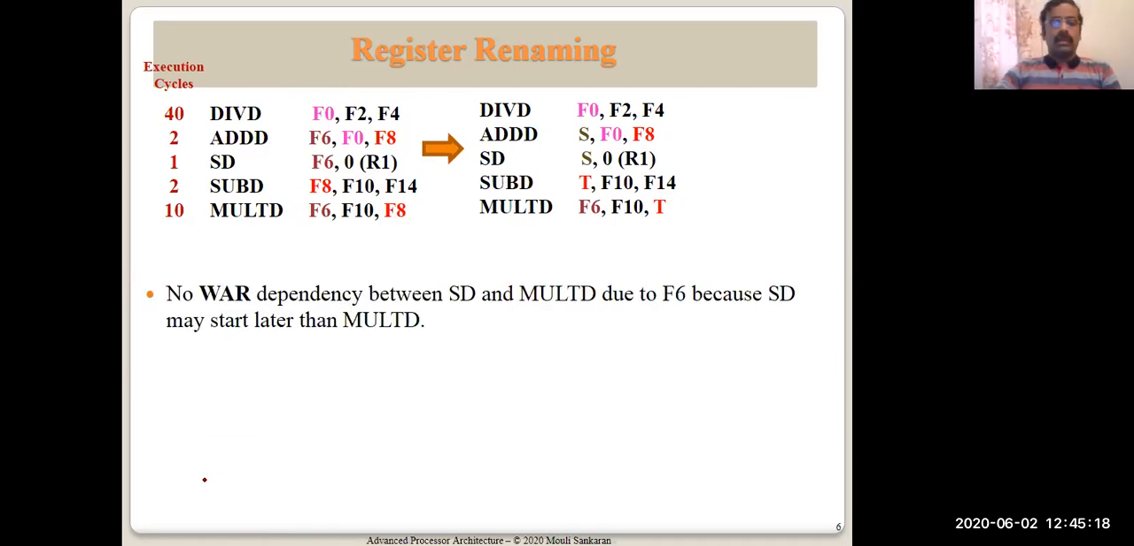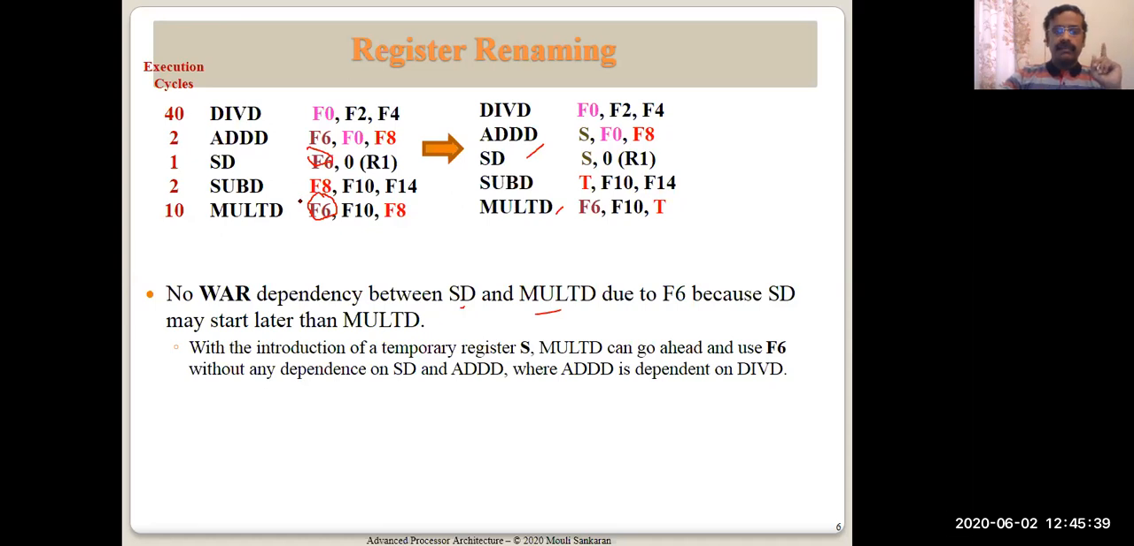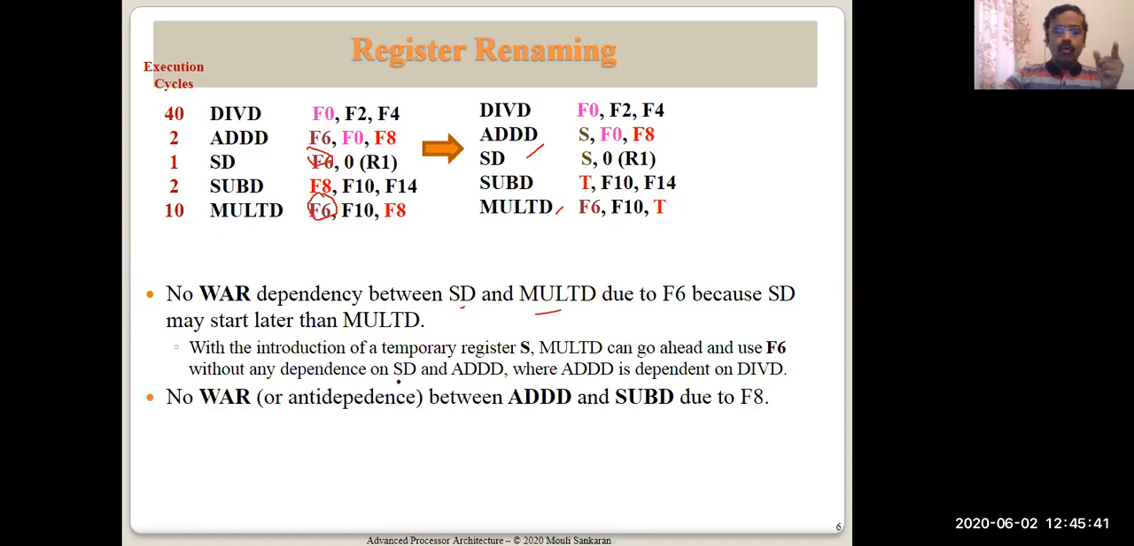Let me explain this. No WAR dependency between SD and MULTD because of this. SD is this, MULTD is this. We were having a WAR hazard. That means this was reading and then this was writing. It is removed because of having S. And then no WAR hazard between F8, between this and this. We have removed it now. It is something else here and something else here. It's no longer F8 here. So we can continue further.